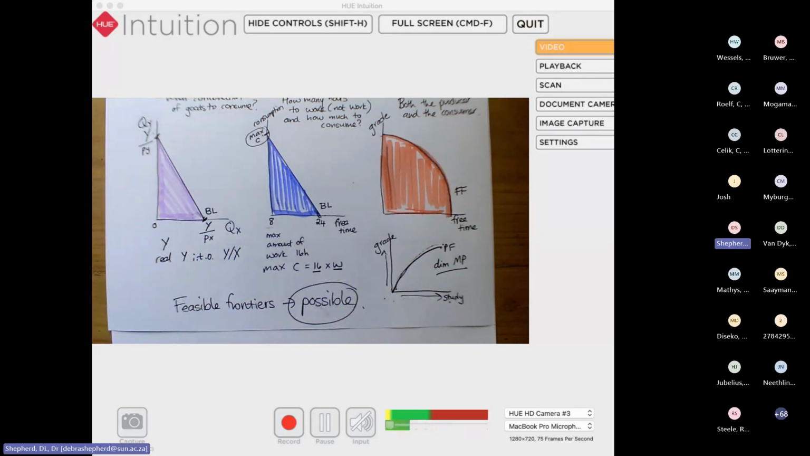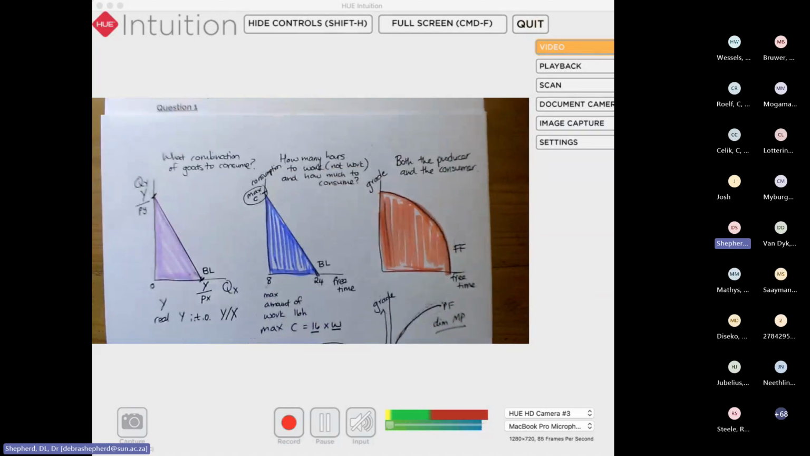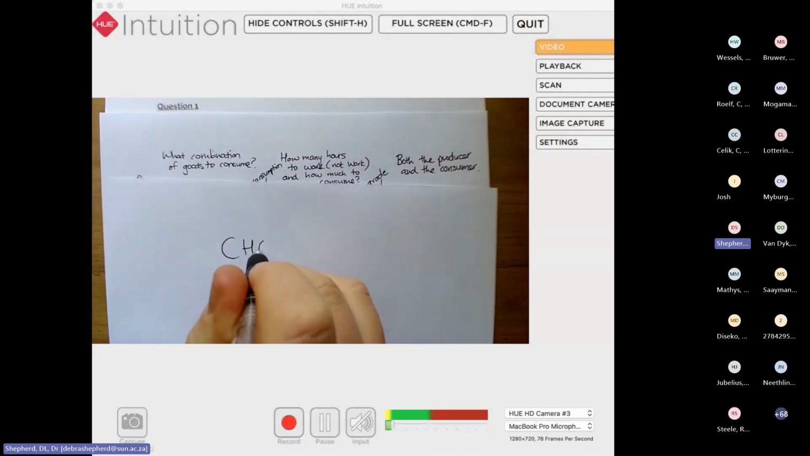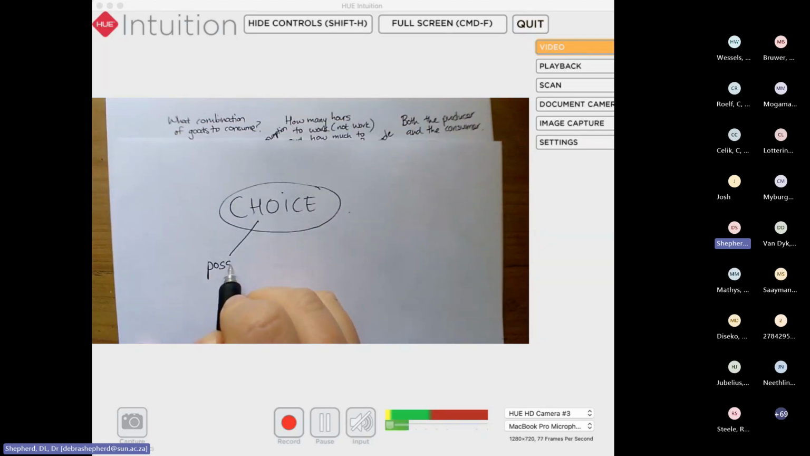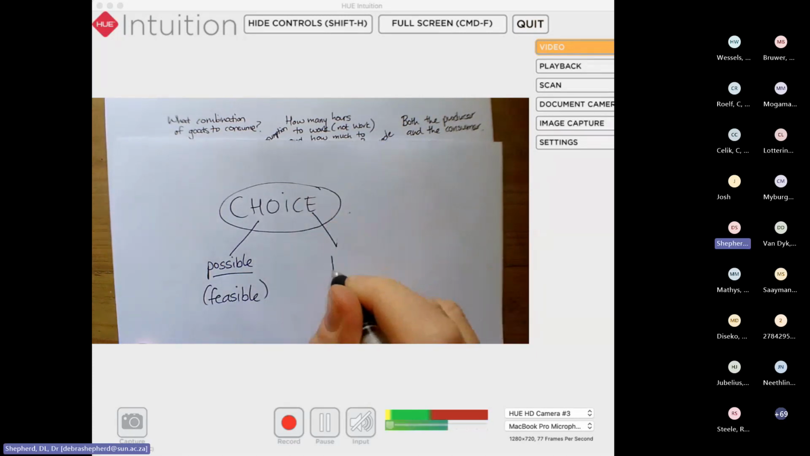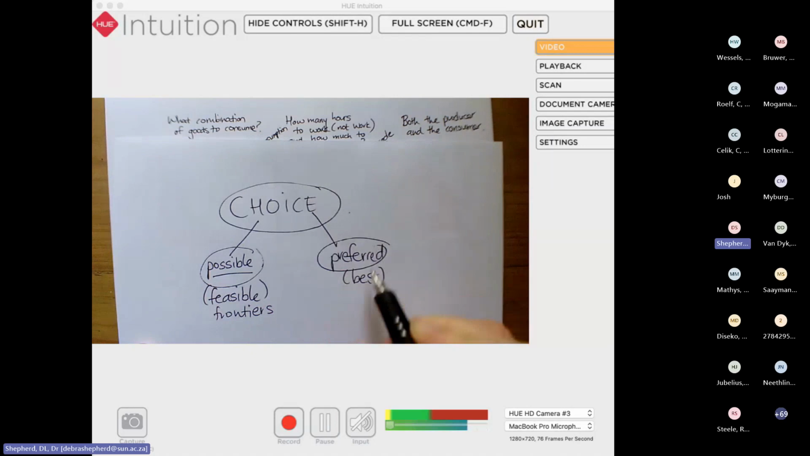What is possible is only one side of choice. So everything in Unit 2 is about choice. How do we choose to consume two things in certain combinations? And choice depends on what is possible, so what is feasible, and it depends on what is preferred, so what is best. When we look at what is possible, we're dealing with feasible frontiers. When we look at what is preferred, we're looking at indifference curves.